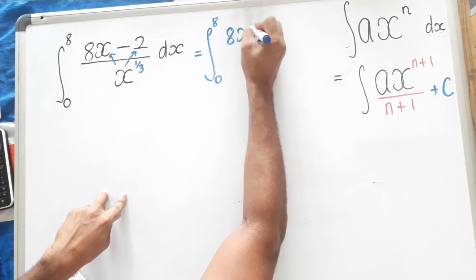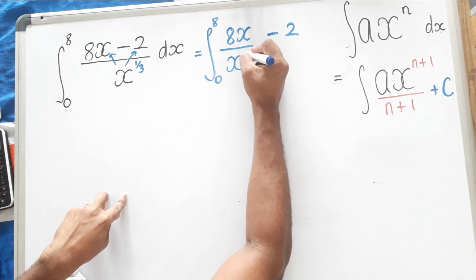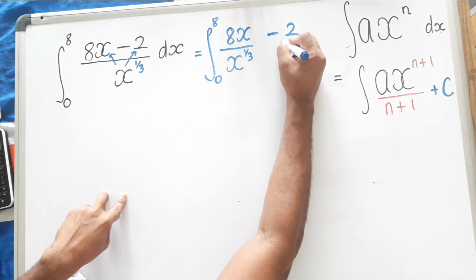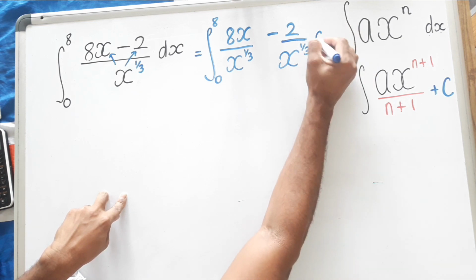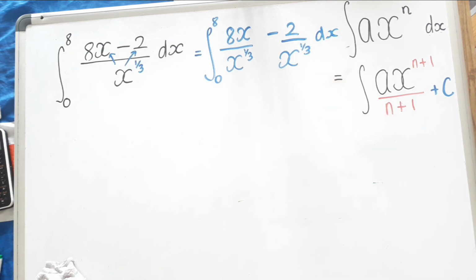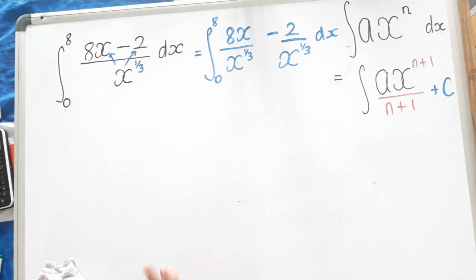You have 8x minus 2, and each part gets divided by x to the power 1/3. And I have to put back this dx here. Alright, so I'm going to integrate both of them. But we have a problem with both of them at the moment.